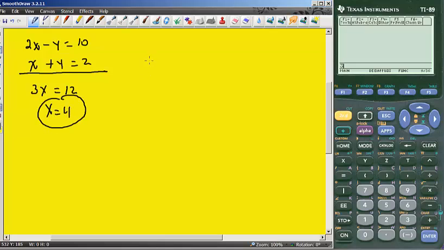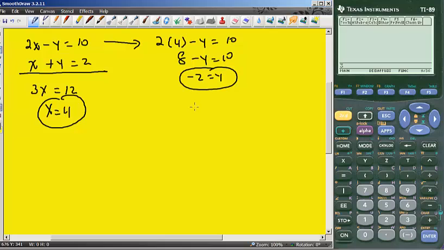And then how do you solve for y? Just plug it back in either one of the equations. So you're going to get 2 times 4 minus y is equal to 10. That's 8 minus y is equal to 10. And then y is going to equal negative 2. Okay. So we know what the answers are.